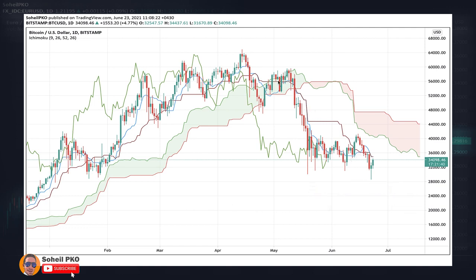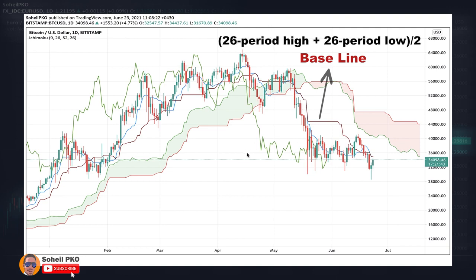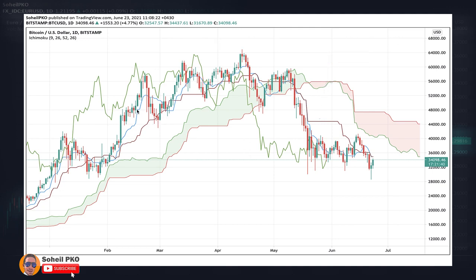The red line, which is called baseline, moves slower in comparison to the conversion line. In other words, we see more lags with this line. It's calculated similarly to the conversion line, but for 26 periods: 26-period high plus 26-period low divided by 2. Pay attention that the behavior of the conversion line and the baseline is similar to moving averages. Here also you can see the 9-period line, the blue line, moves fast and close to the price action, and the 26-period line, the red line, moves slower and lags behind the blue line.